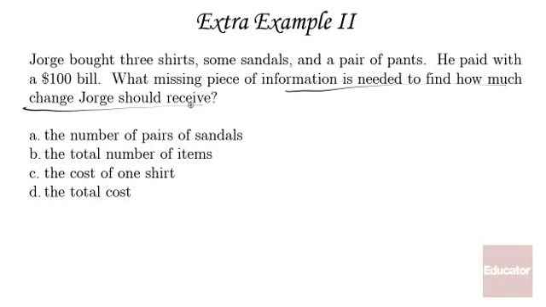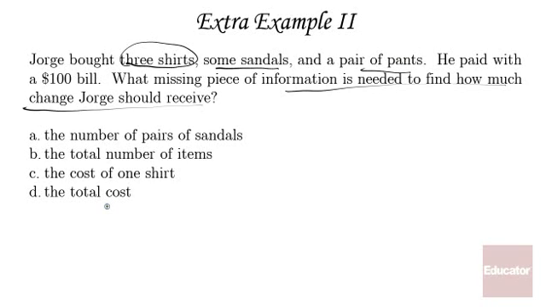The total number of items. Well, we don't know how much the total number of items would cost, so that wouldn't really help me find the answer either. The cost of one shirt. Well, that might get me there because I know I bought 3 shirts and if I knew the cost of the shirt, but then that still doesn't tell me about the sandals or the pants. The total cost. Okay, let's think about that.